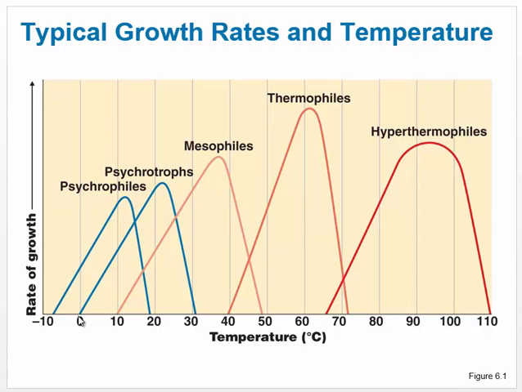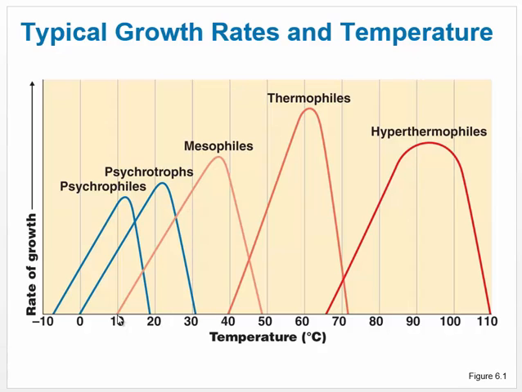The second group, these psychrotrophs, these grow from about 0 degrees Celsius to about 31 degrees Celsius with an optimal of approximately 22, so right about room temperature. These are room temperature, 70 degrees, 75 degree temperature loving bacteria.